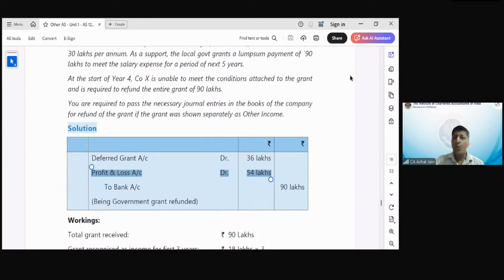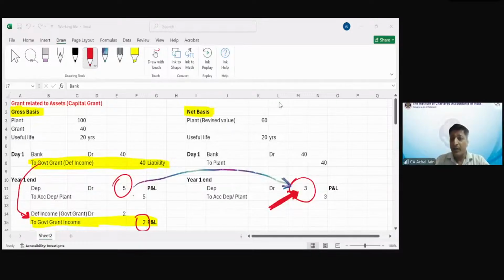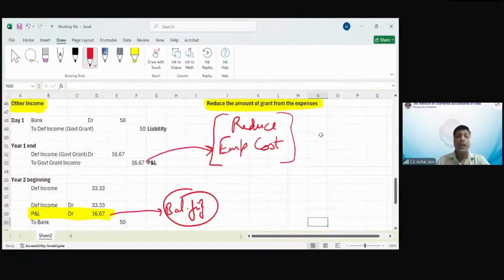Okay, sir, let me just go back to the accounting that we discussed for revenue related grant. So in case of revenue related grant, what was the accounting requirement? Sir, we discussed that first of all, when you receive the grant, you'll take it to deferred income. Remember? Yes. So now the same treatment we have considered here. Clear? Yes, sir. Very good.